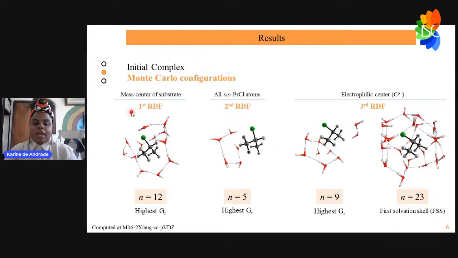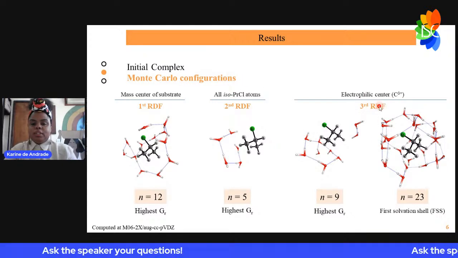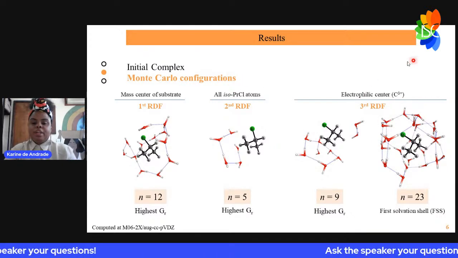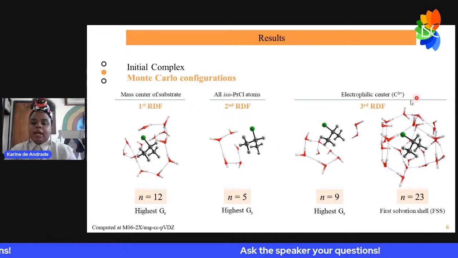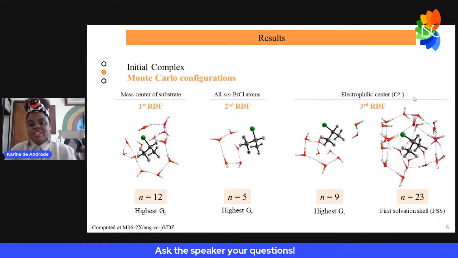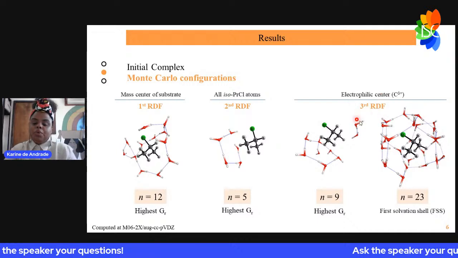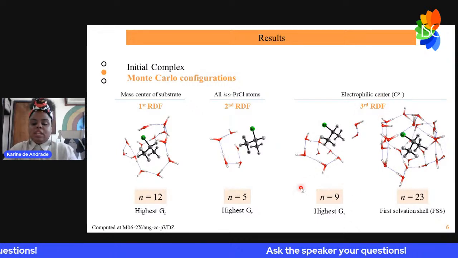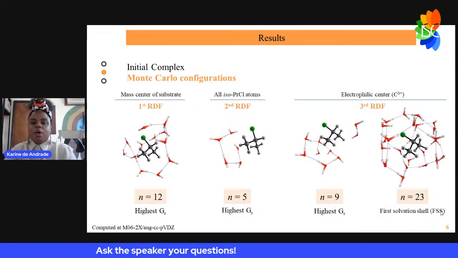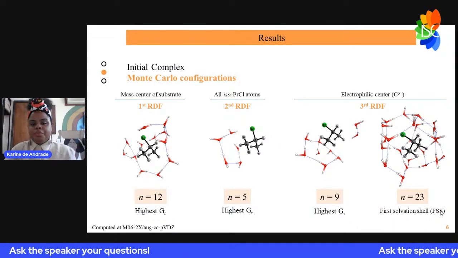I will start my results by talking about the Monte Carlo configurations, and these are the optimized geometries obtained from the first RDF, which is calculated from the mass center of the substrate. The second RDF is calculated from all atoms of the isopropyl chloride, and the third RDF is calculated from the electrophilic center, which is the electrophilic carbon, also the reaction site of the solvolysis. As the third RDF is our reaction site, we selected the highest g(r) and also the complete first solvation shell to compare with the other configurations.